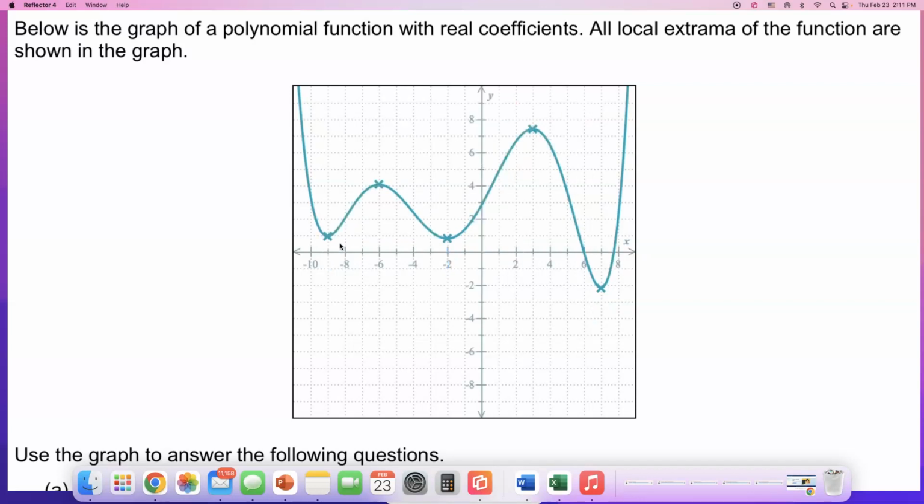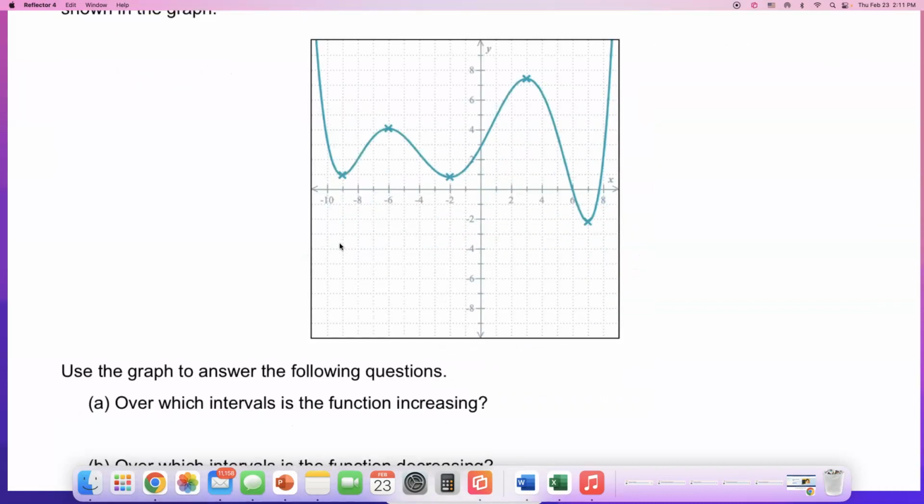So what are we doing here? Part A is asking over which intervals is the function increasing. So I'm going to highlight every part of this graph that is going up from left to right. You see how this section right there is going up from left to right. This section right there is also going up from left to right. Again, like this last piece, from 7 all the way to the right, is going up.